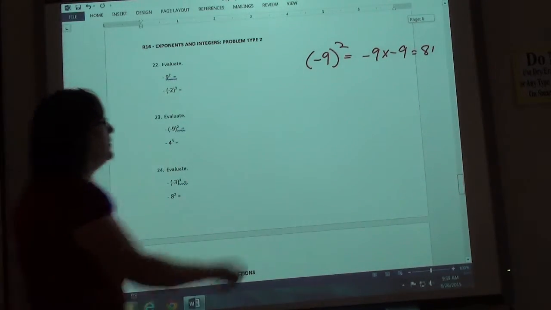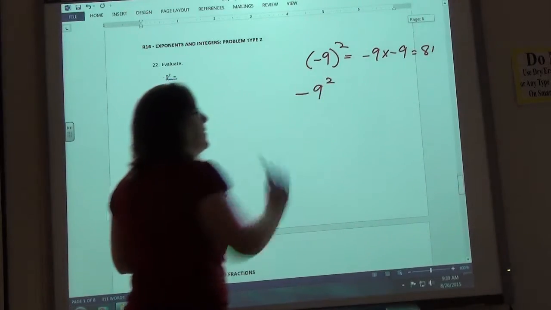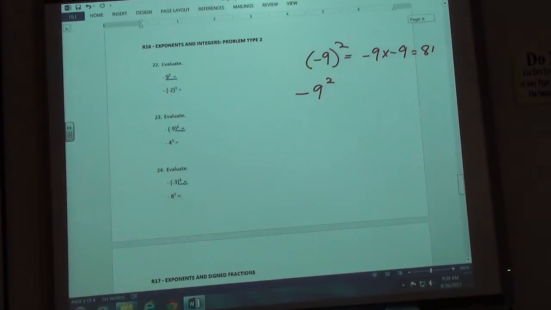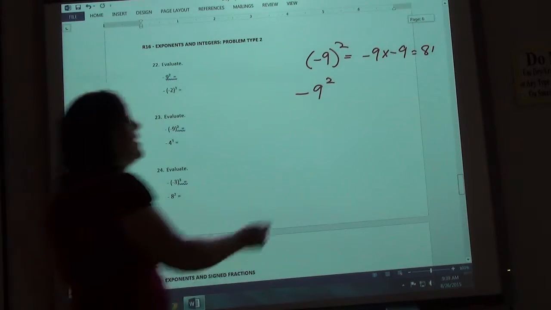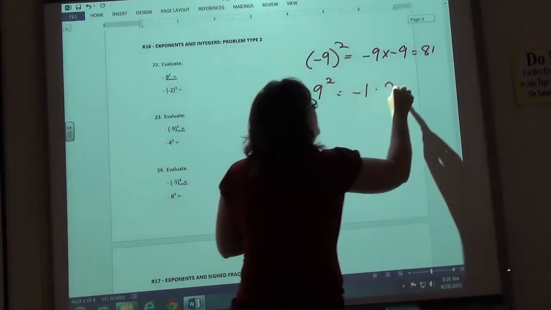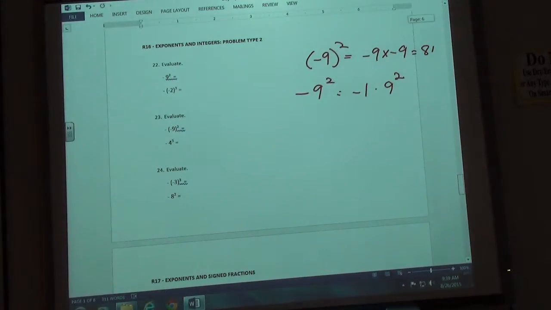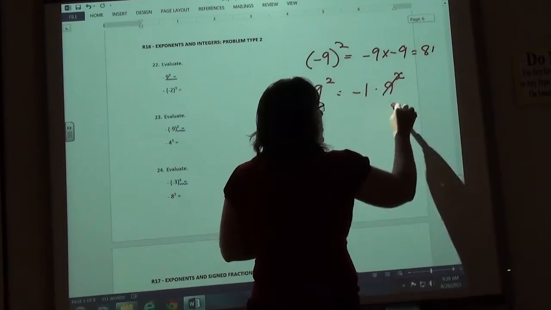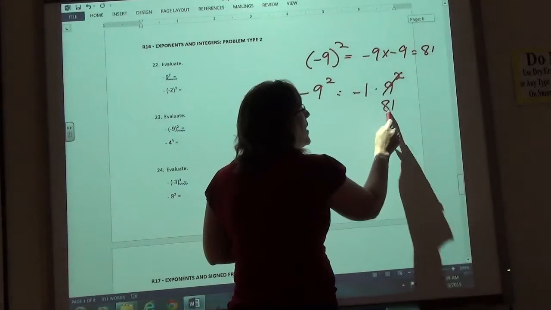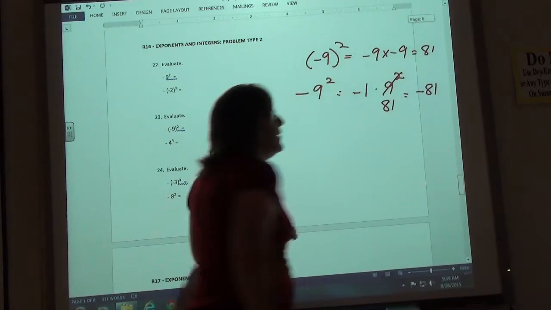This, however, is not the same thing. What that means when you have a negative in front of something is that it is negative 1 times 9 squared. There's just not a times sign in there. That negative is like having a negative 1 times something. If I follow my order of operations, I have to square the 9 before I multiply by the negative 1. 9 squared is 81. Negative 1 times 81 is negative 81.